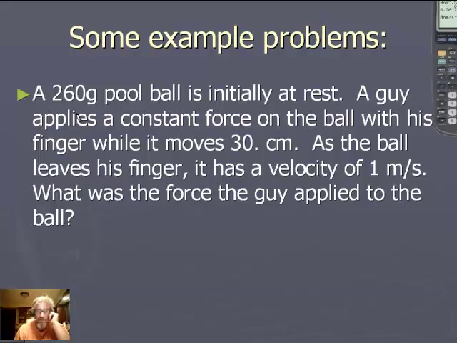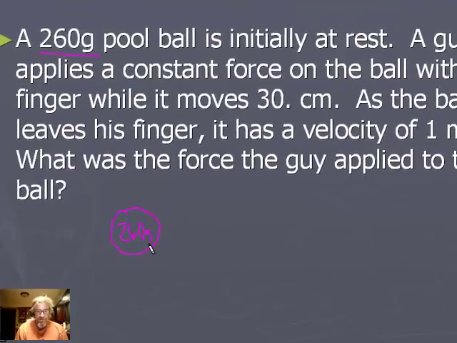Okay, here's how we can solve this problem. Let's take a look at the basic facts here. Here's what we know. We know the pool ball has a mass of 260 grams. Most of the time in physics we want kilograms, so it might be more sensible to write this down as 0.260 kilograms. That would be the conversion. Apply dimensional analysis. If you don't know how to do that in your head, that's fine. But a lot of us can do those kinds of calculations in our head now.